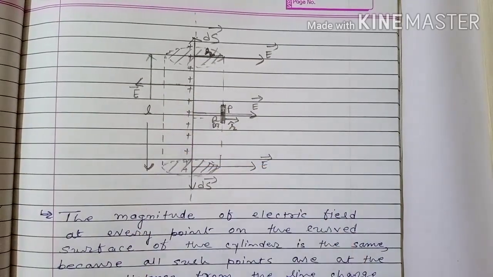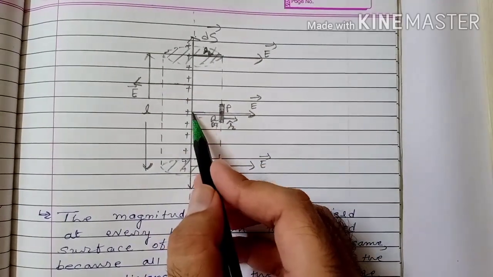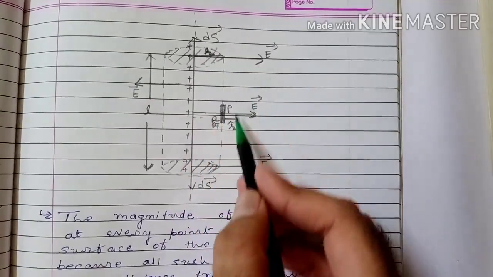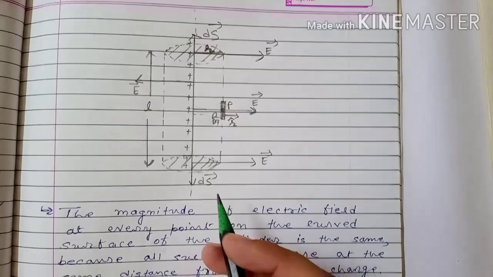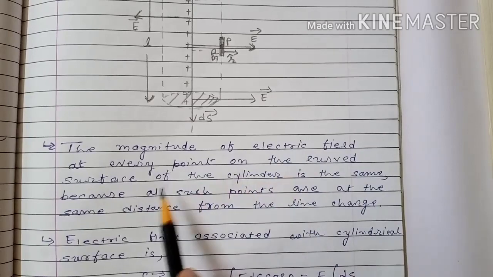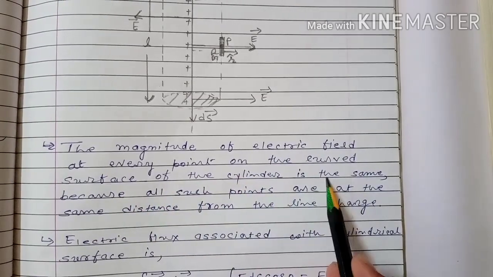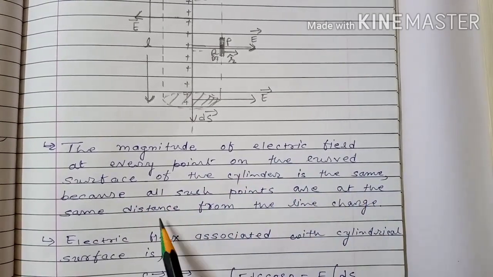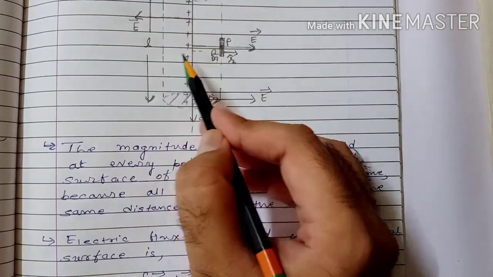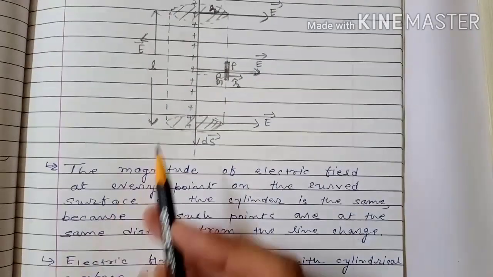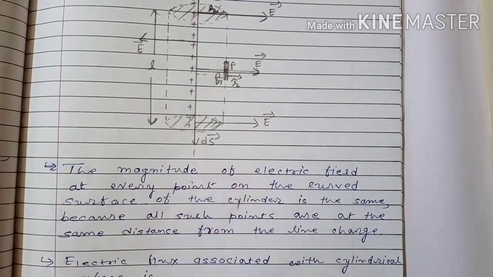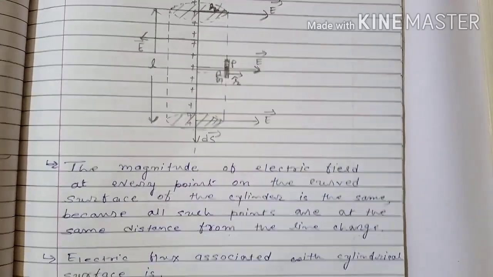The length of the cylinder is L. The direction of electric field is pointing away from this line charge. Here the magnitude of electric field at every point on the curved surface of the cylinder is the same, because all such points are at the same distance from the line charge. As we have discussed, if you take any point at the same distance, then the magnitude of electric field will remain the same. So on this curved part of the cylinder, at each and every point, you will get the same value of electric field.